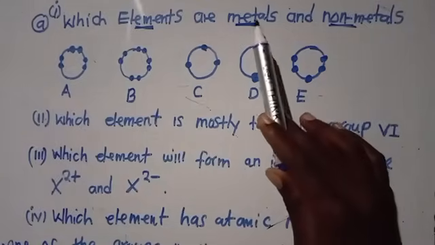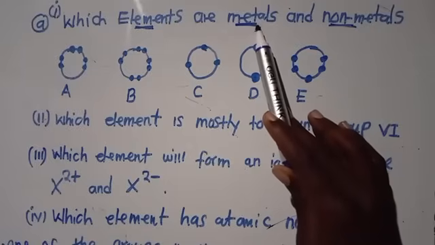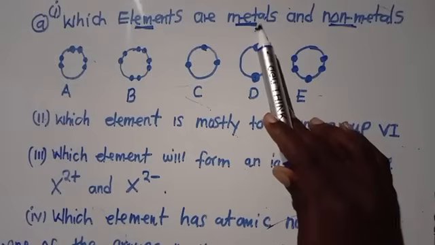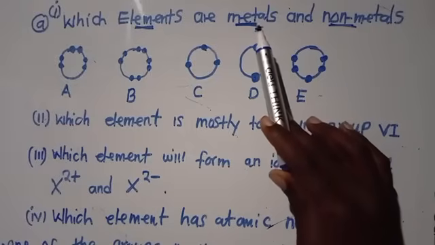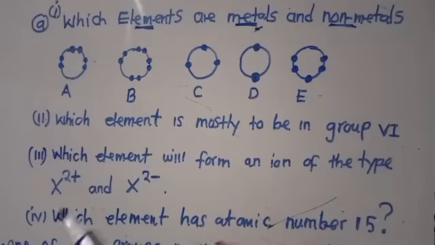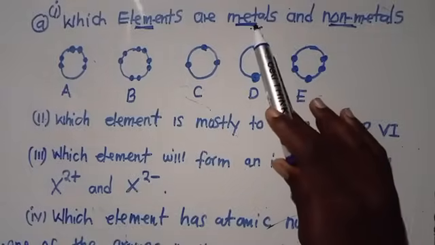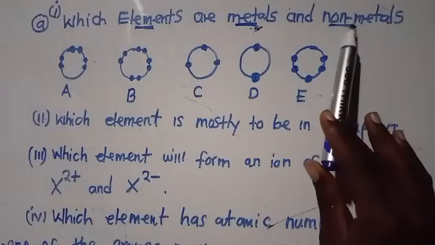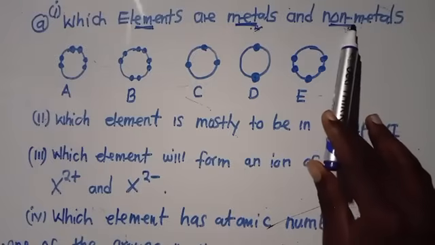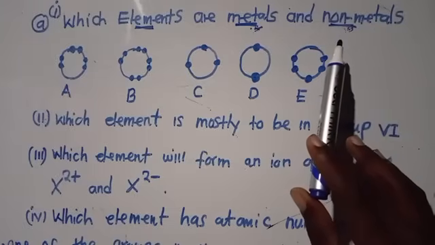Whenever we are talking about metals, these are elements which are found on the periodic table that become stable by losing electrons. Each metal will lose electrons for it to be stable. So for a metal to be stable, it must lose electrons. This is what you need to know. And non-metals, for them to be stable, they need to gain electrons. This is what you need to know.